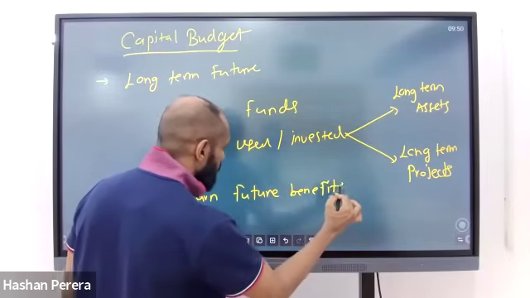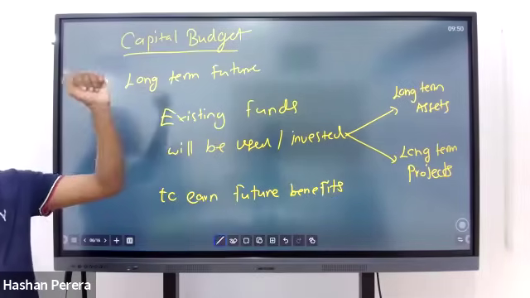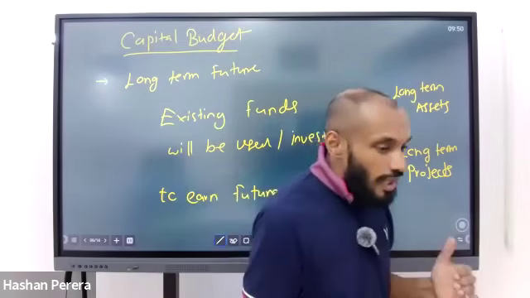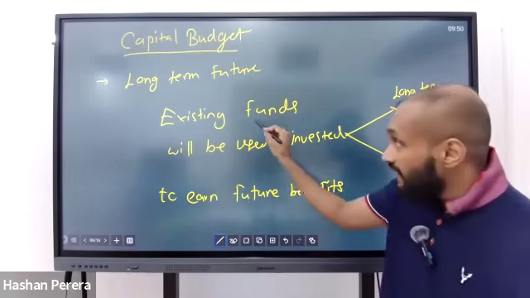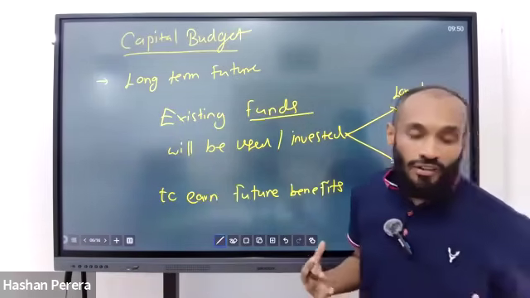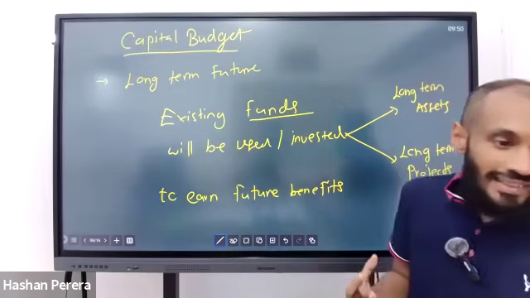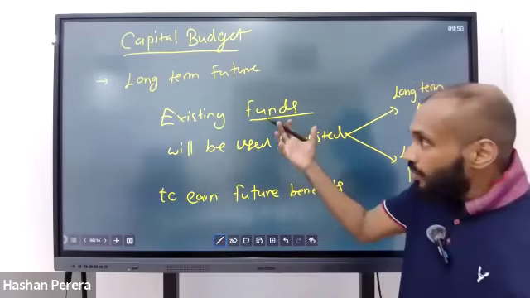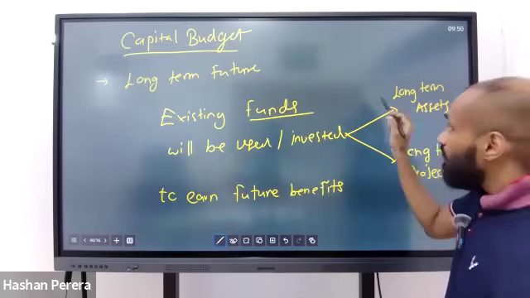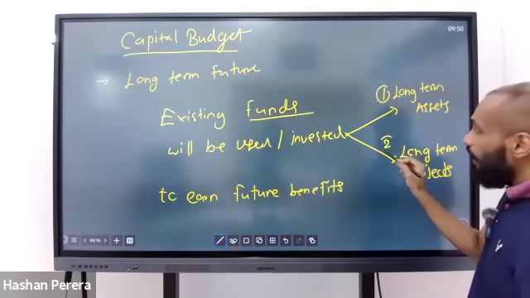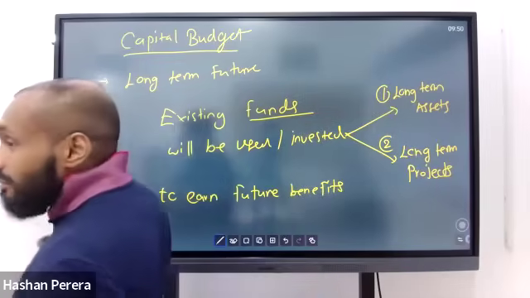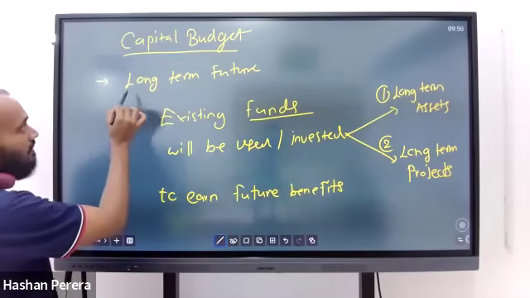That is what we do in capital budgeting. What do we do? We are going to decide how we are going to invest our existing funds, current funds, what we have now in our business. Clear? We are going to decide how we are going to invest these existing funds in two things. What are the two things? Long term assets and long term projects. That is what I mentioned.